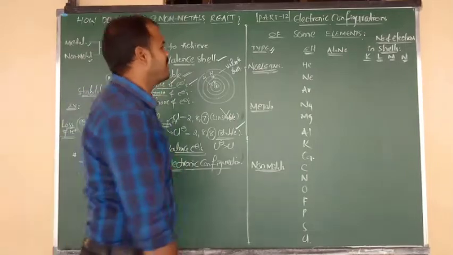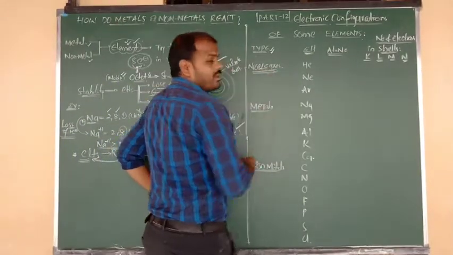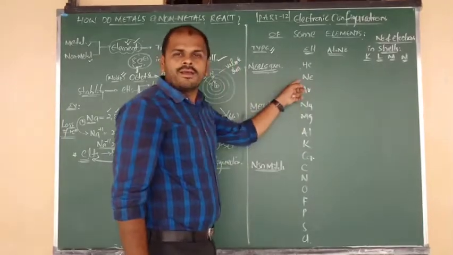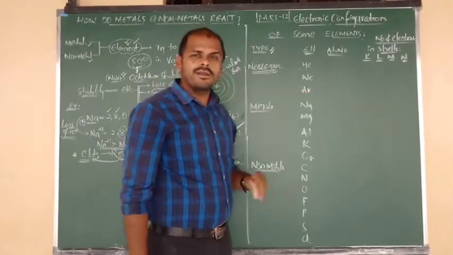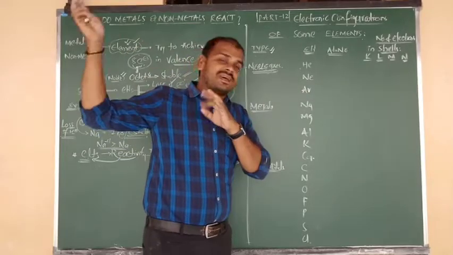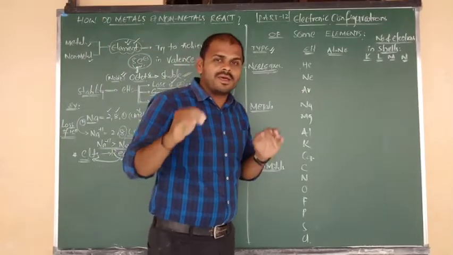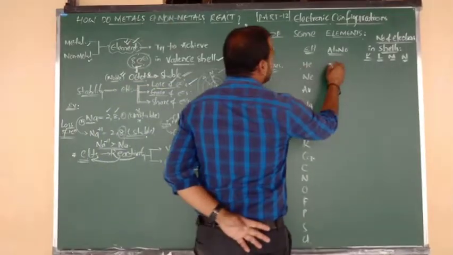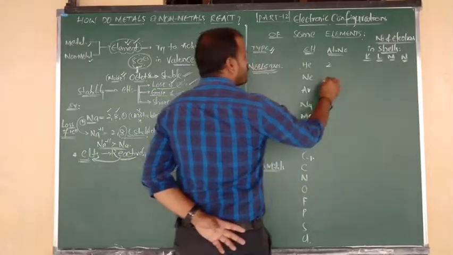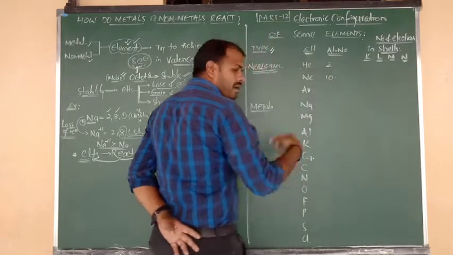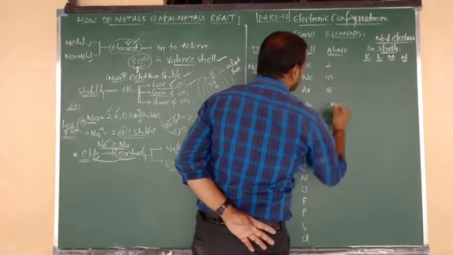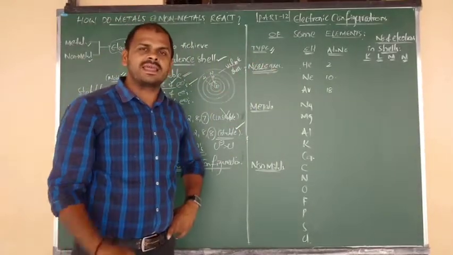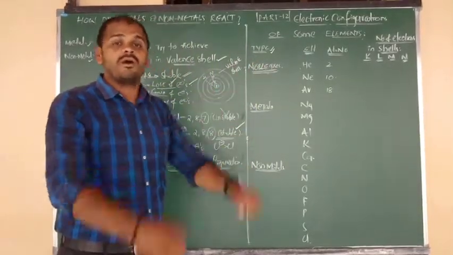So the first type is noble gases: helium, He, neon, Ne, argon, Ar, and next krypton, xenon. We can consider those also, but they are not in the textbook. Try to remember these three. Helium atomic number is 2. Neon atomic number is 10. Argon atomic number is 18. First we will discuss noble gases, which are zero group elements having octet configuration.